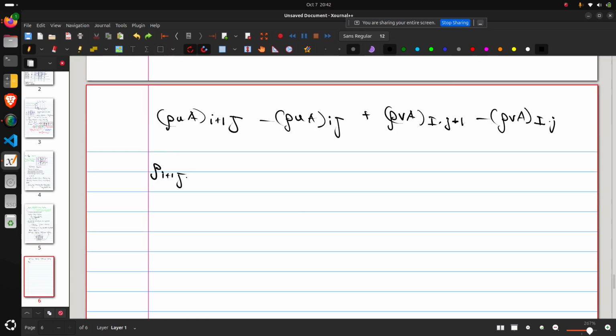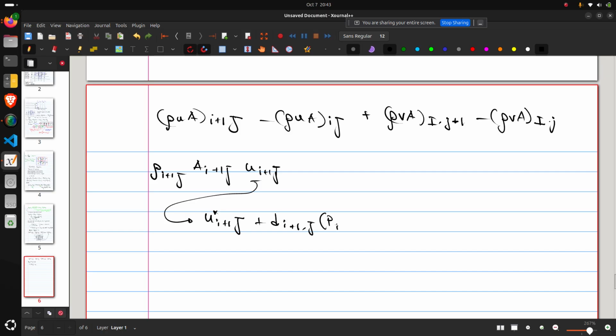So what do we have? Then A at small i plus 1, capital J, then U at small i plus 1, capital J, right? But what can we write about this? We can write it as U star at i plus 1, capital J, plus d at i plus 1, capital J, times P prime at capital I, capital J, minus P prime at capital I plus 1, capital J. Okay, this is nothing but U equal to U star plus U prime, and this is the U prime. Clear? Up to this it's clear, right? I hope so.